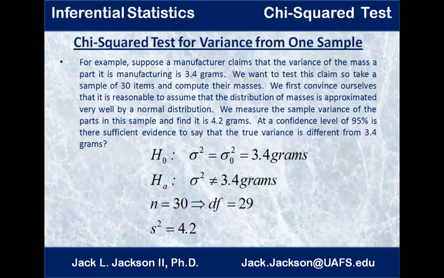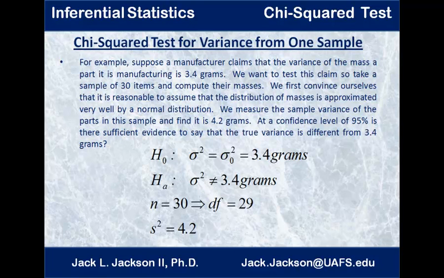And if you notice it says, at the confidence level 95%, is there sufficient evidence to say that the true variance is different from? That's just not equal. Okay, so that's two-tailed. So alternative hypothesis is not equal to. N is 30, so that means our degree of freedom is one less than that, 29. And our sample variance is 4.2.